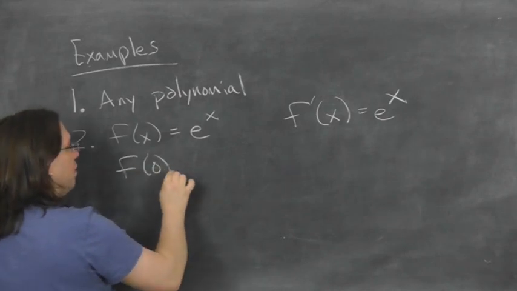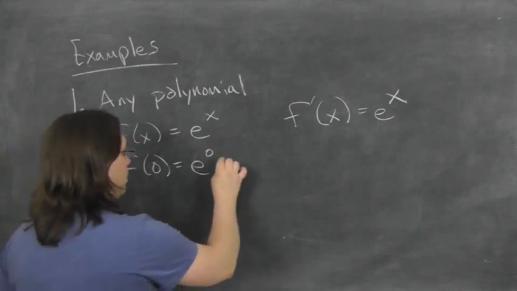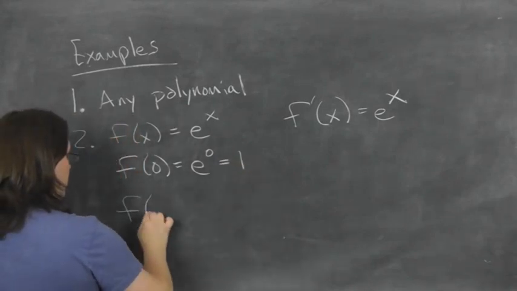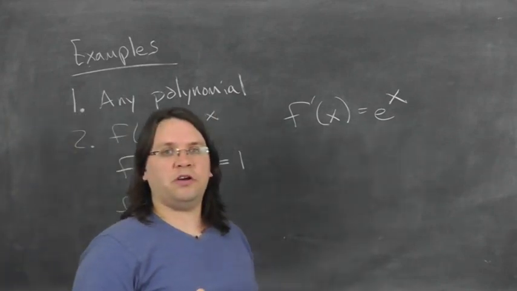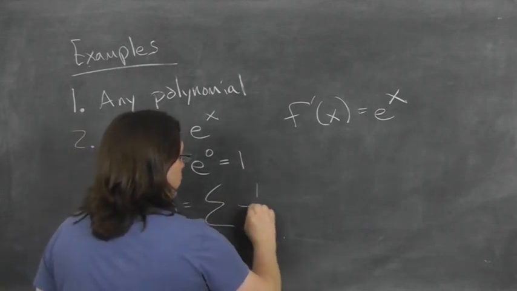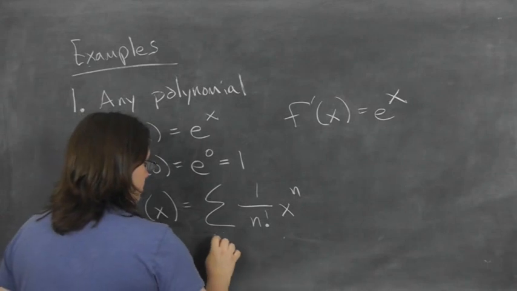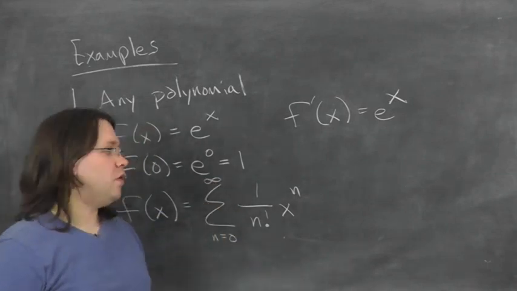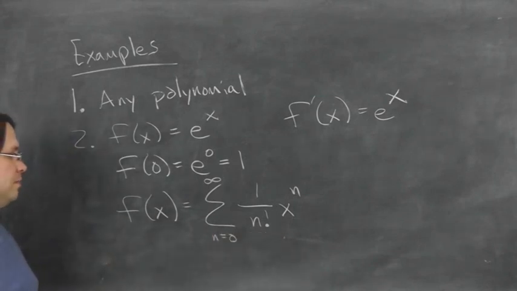So if we plug in 0, we get e to the 0, and any number raised to the 0 power is 1. So what this says is that the Maclaurin series for the exponential function is the sum of 1 over n factorial times x to the n. So this is the Maclaurin series for the exponential function.